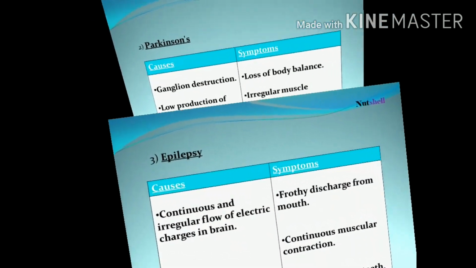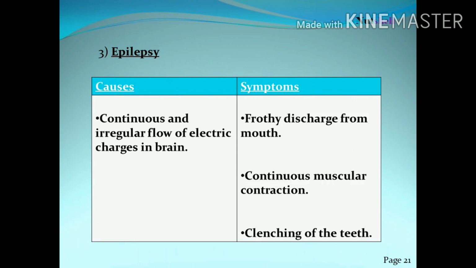The third disease we are discussing is epilepsy. Causes: continuous and irregular flow of electric charges in the brain. Symptoms are frothy discharge from the mouth, continuous muscular contraction and clenching of the teeth.